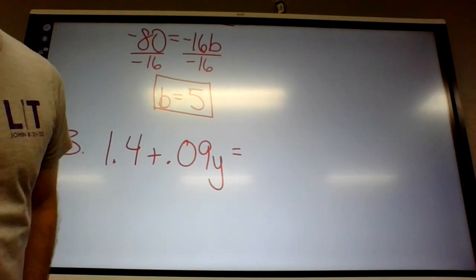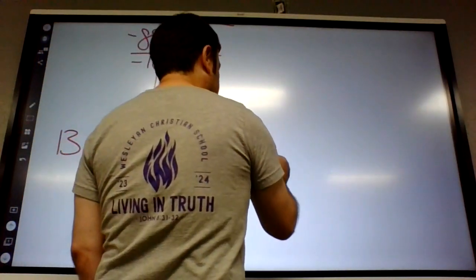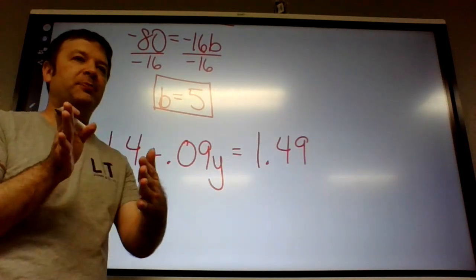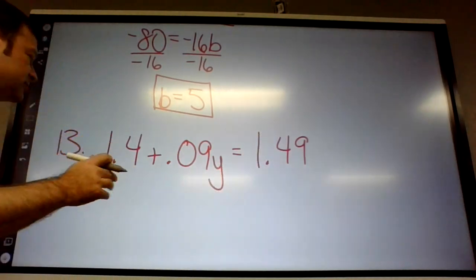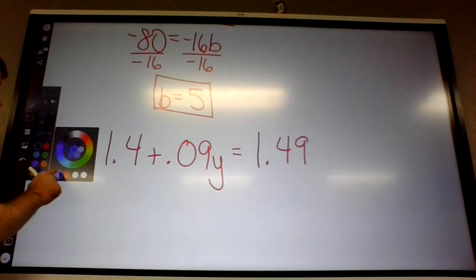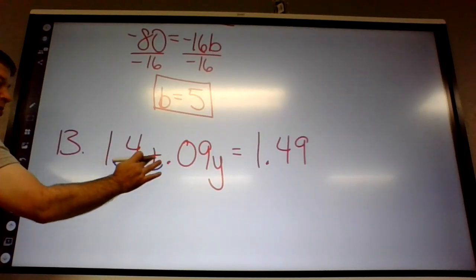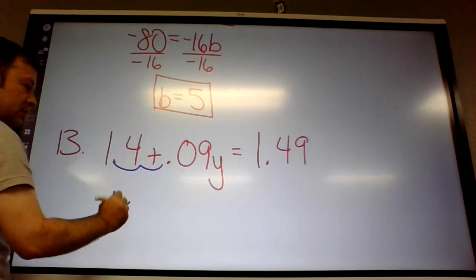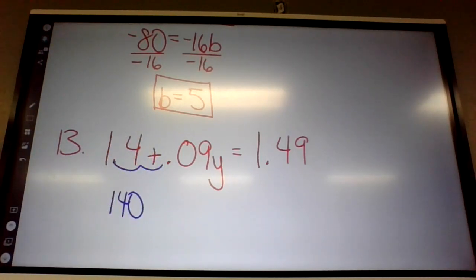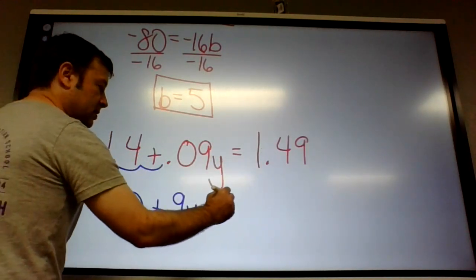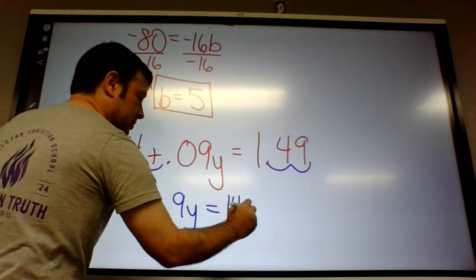Okay, this problem has a couple terms with 2 decimal places. So how would we get rid of 2 decimal places? Multiply by 100. When you multiply by 100, the only thing that happens is your decimal is moving twice. So what is 1.4 going to become? 140. Yeah, 1, 2, so it's 1, 4, there's a blank right there, so it's 140. What's 0.09y going to become? 9y. And 1.49? 149.